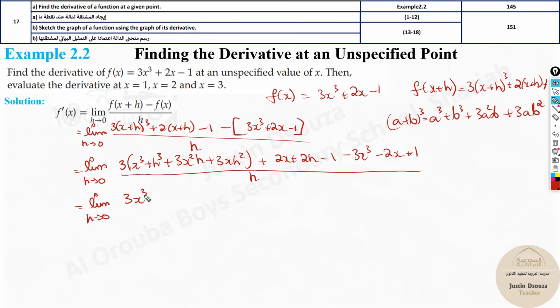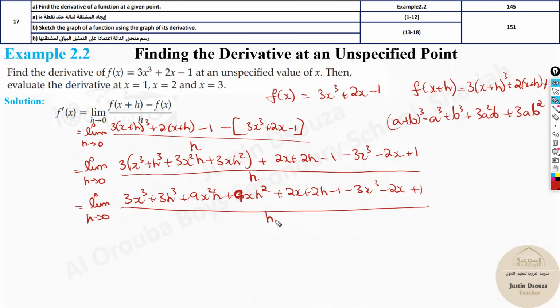It'll be 3x cubed plus 3h cubed plus 9x squared h plus 9xh squared, oh sorry, it's 9 over here, okay? Plus 2x plus 2h minus 1 minus 3x cubed minus 2x plus 1. Then divide this by h. Now we can see some terms get cancelled. That's 3x cubed minus 3x cubed, 2x minus 2x, and minus 1 plus 1. What else? Let's write the remaining terms.